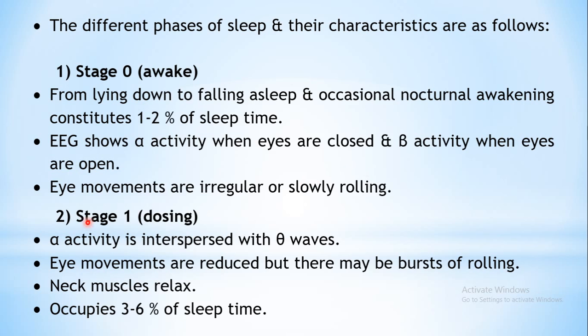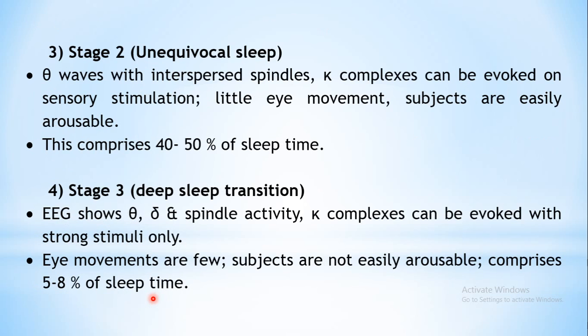Next, coming to stage 1, this is also known as dozing. Now over here if you consider the EEG, alpha activity is interspersed in between the theta waves. So theta waves are also seen over here. Eye movements are reduced as compared to stage 0, but sometimes intermittent bursts of rolling eye movements may take place. Neck muscles are totally relaxed over here, and the total time which is spent in this particular stage is 3 to 6%.